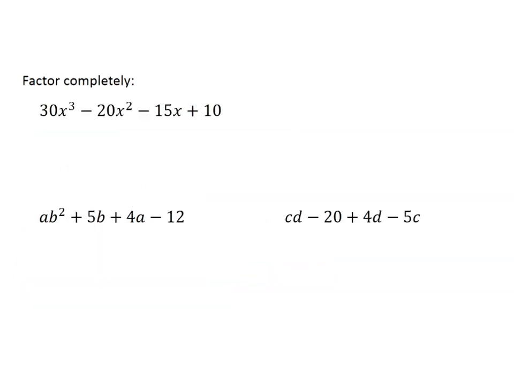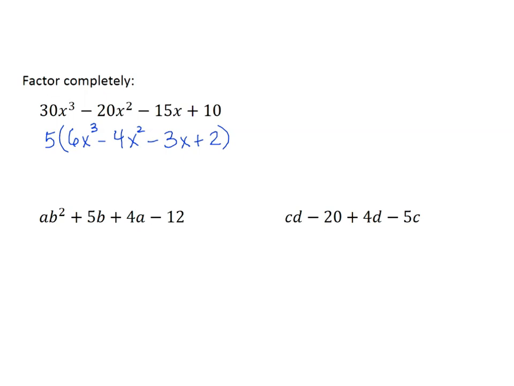All right, so let's try it again. Let's try some more. In this one, I notice that all of my terms look like multiples of 5. So I'm going to start by taking a 5 out of everything, not just my first 2 and my last 2, but taking a 5 out of everything. So when I factor out a 5, I'll be left with 6x cubed minus 4x squared minus 3x plus 2.